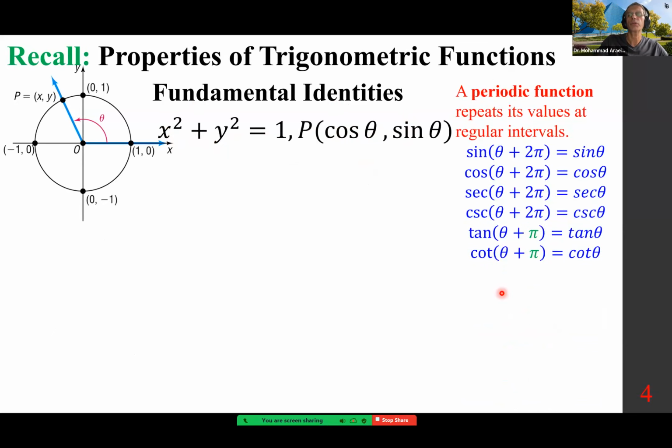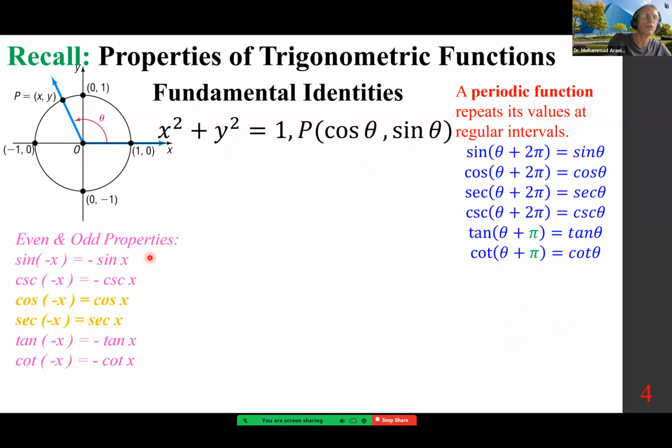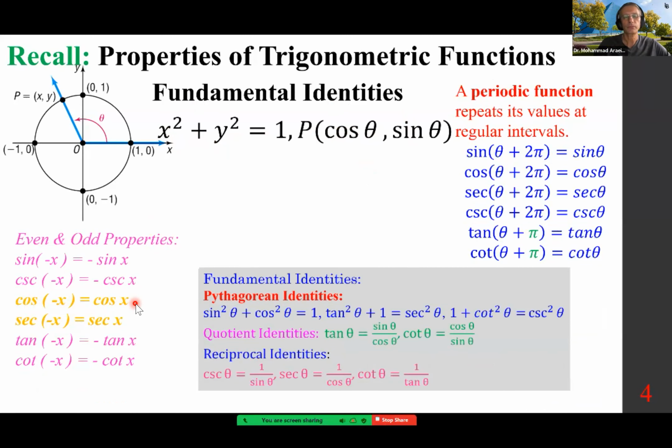Now, these are periodic functions. The period of every trigonometric function is 2 pi except tangent, and therefore cotangent. As for even and odd, all of them are odd functions except cosine, and therefore secant. Remember, by that we mean cosine of minus x is cosine of x. And these are the Pythagorean identities. Sine squared plus cosine squared is 1. Tan squared plus 1 is secant squared. And 1 plus cotangent squared is cosecant squared.